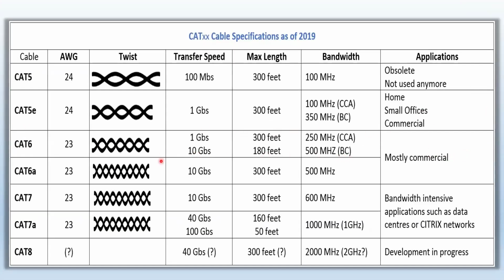Cat6 can carry 1 gigabit per second, so no change from Cat5e. Again, the distance is 300 feet, and here's the bandwidth with CCA and bare copper. CCA, don't even use that. I'm showing it because it's listed, but I would never ever install CCA cable anywhere.